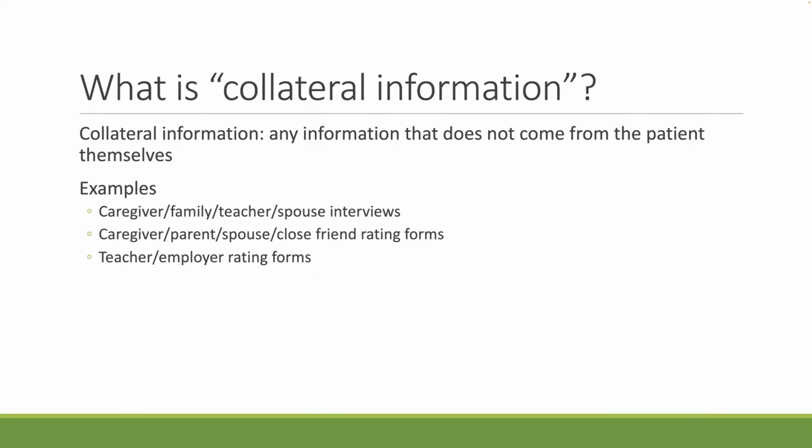So, first of all, what is collateral information, and how do we go about using this as part of our neuropsychological evaluation? Collateral information is really any information that does not come directly from the patient themselves. Examples of this could be interviews that you might do with the caregiver or family members, a teacher, maybe a spouse of the patient. So, you're gathering information during an interview to learn more about the patient.